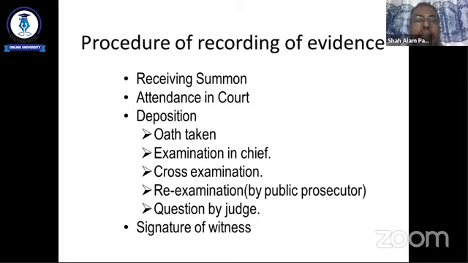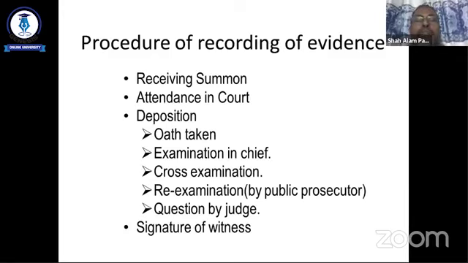Among the documentary evidence, we stated medical certificates, medical reports, and dying declaration. We also explained the procedure of taking a dying declaration, and we differentiated dying declaration from dying deposition.